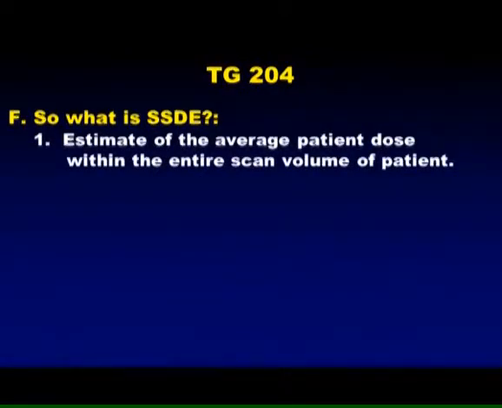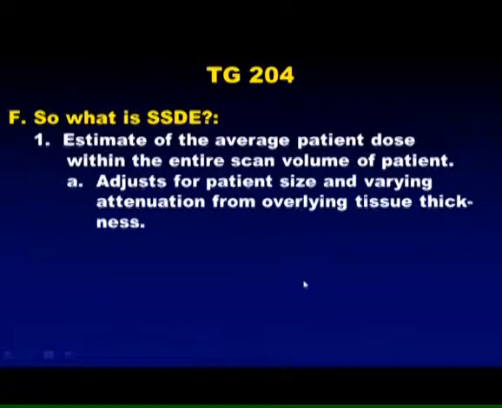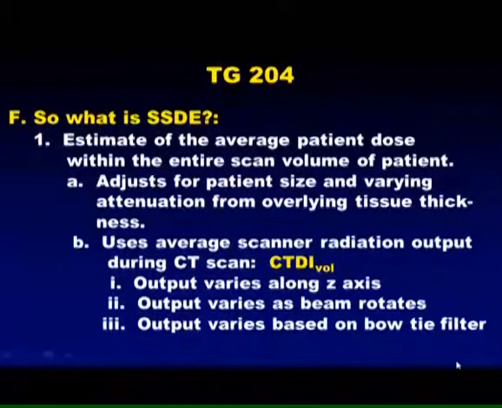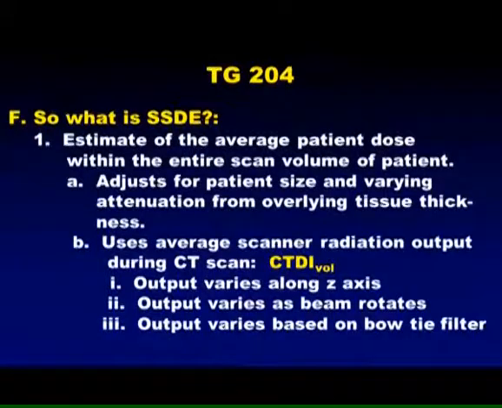Well, it's an estimate of the average patient dose within the entire scan volume of the patient. It adjusts for size and varying attenuation within the patient. If you think about it, the amount of radiation that's being delivered to the patient is dramatically varying at all times during the scan if you're using automatic exposure control features of state-of-the-art CT scanners. The output varies along the z-axis. The output varies as the X-ray tube rotates about the patient. And the output's also going to vary based upon what bow tie filter is selected based upon the scan field of view of the patient.